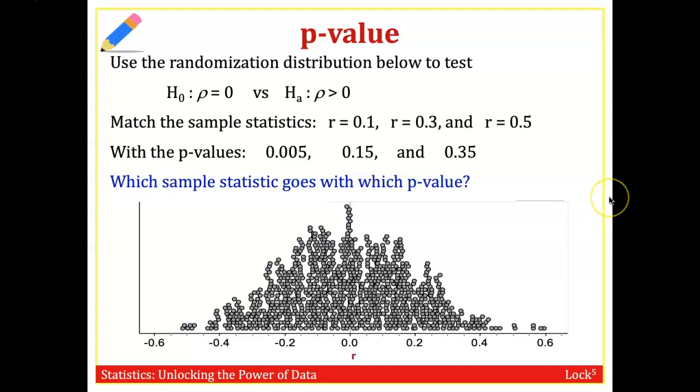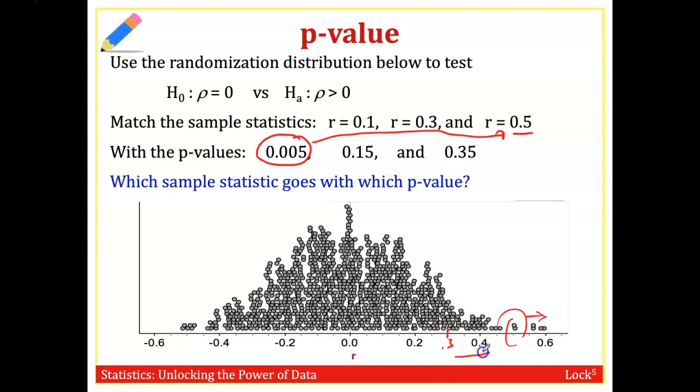Okay, so let's take a look. Let's start with the most extreme, the 0.5, right? That's way out here somewhere, so it's very unlikely to get values at or beyond that. So that is going to be our most extreme value. So that one goes with 0.5. r of 0.3 is not quite as extreme. It's in here. So 0.3.